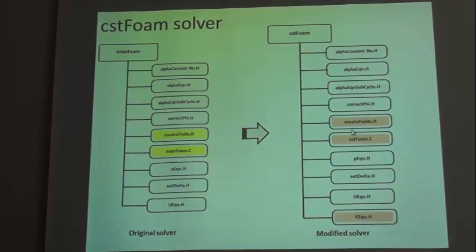And to access these create fields, you will also have a dedicated equation to include the scalar transport equation for C in C equation.h, and cstFoam.c will basically access C equation.h. So I will just show how it's done.